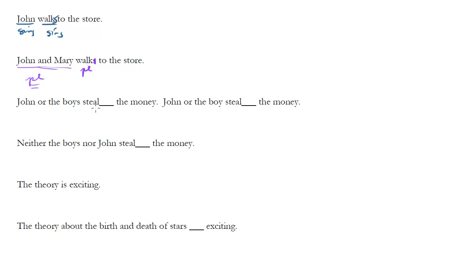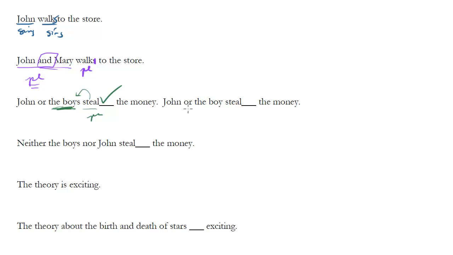John or the boys steal the money. So when you have or, things are a bit more complex. When you've got and connecting your nouns, it's a compound subject, you're just going to use your plural verb. When you use or, the conjugation of the verb depends on the noun right before it. So here, John or the boys steal, and that's fine. John or the boys steal, no problem. Because this is plural and it matches with the noun that comes right before it.